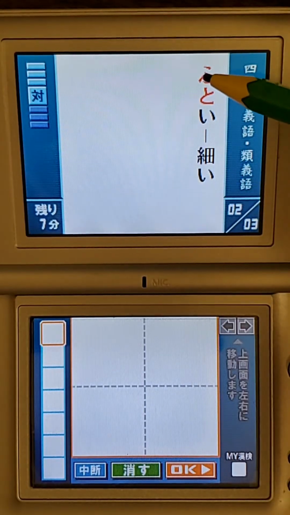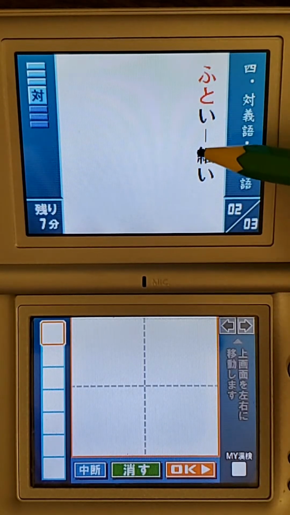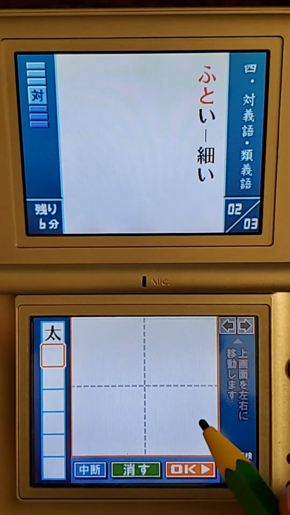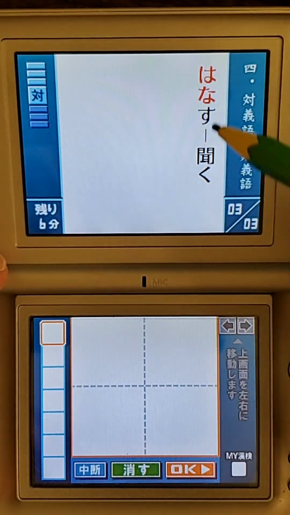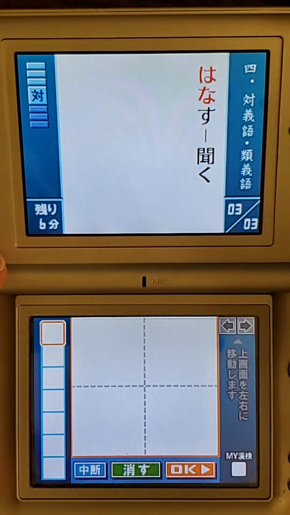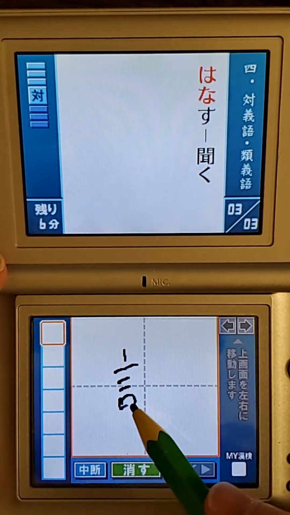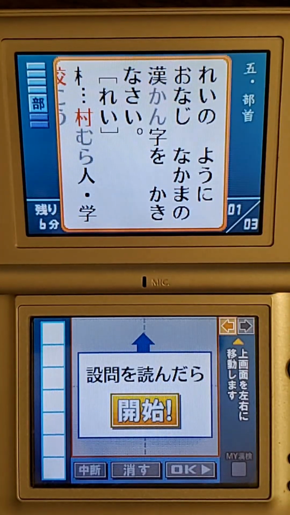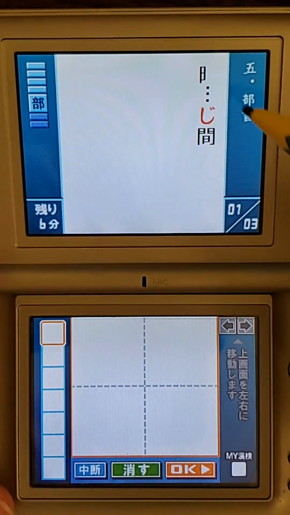So futoi and semi, I guess. Komakai, semi. Usui, no, usui. Futoi and usui. So big or thick, and then thin. So futoi. Is that what it was? Yeah, it was. Hanasu and kiku. So to speak and to listen or hear. Hanasu. So that, I believe. Yeah, I should do this more often because it doesn't roll off the fingertips. Jikan.